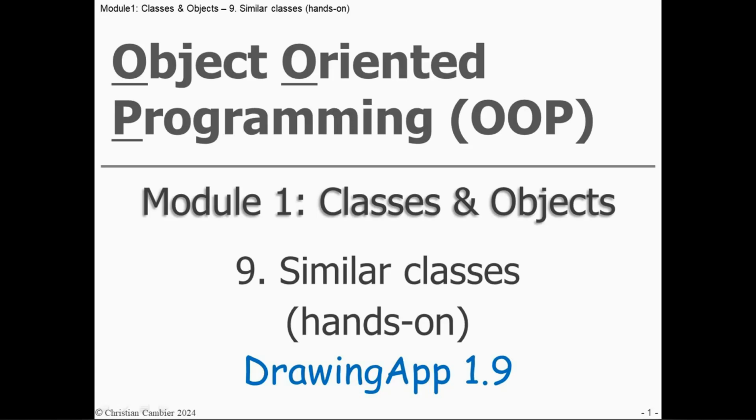So I'll extend the library of shapes with class circle, because so far we've only implemented the rectangle class. And this new circle class will be quite similar to rectangle, as will become obvious in this video. And eventually we'll have to improve our implementation, which we'll do in module 2 when using inheritance.